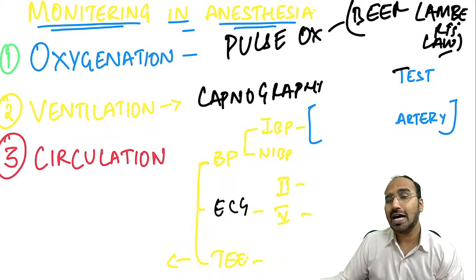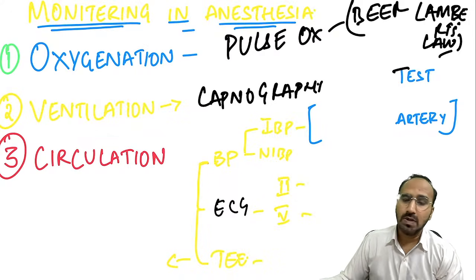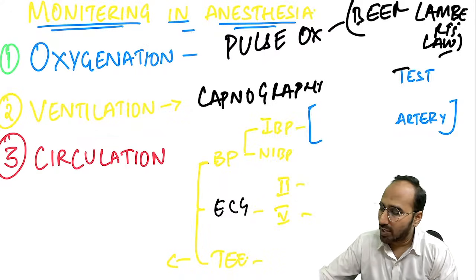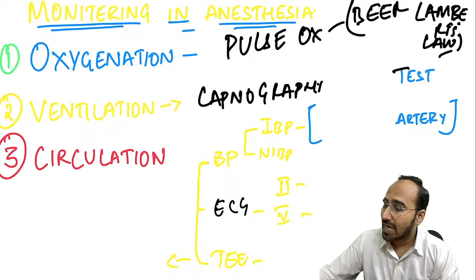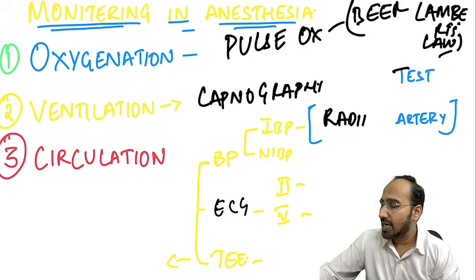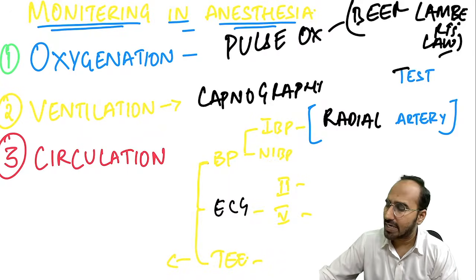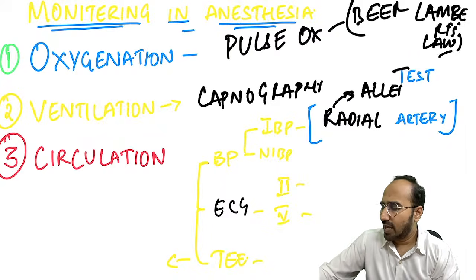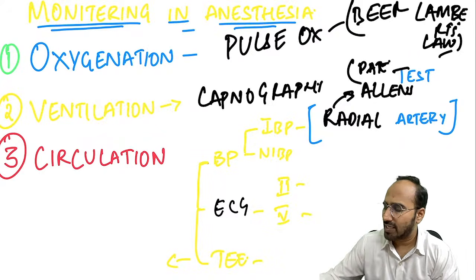In the BP, you are having IBP and NIBP. IBP is invasive blood pressure monitoring, in which we are using the artery. Which arteries commonly used, guys? Radial artery. But before taking a radial artery, check the patency of the radial artery with the help of Allen's test. Very, very important.